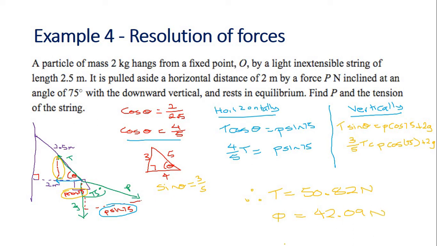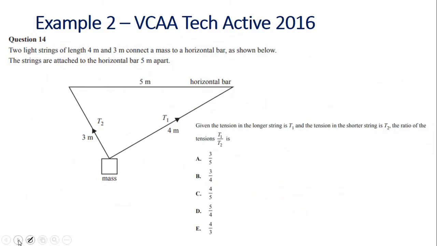So, a few different ways of solving these questions. One last one that we're going to have a look at before we finish up is a question that was on an exam as a multiple choice. So we've got 2 light strings of 4 meters and 3 meters connected to a horizontal mass as shown below, and we want to work out these values.